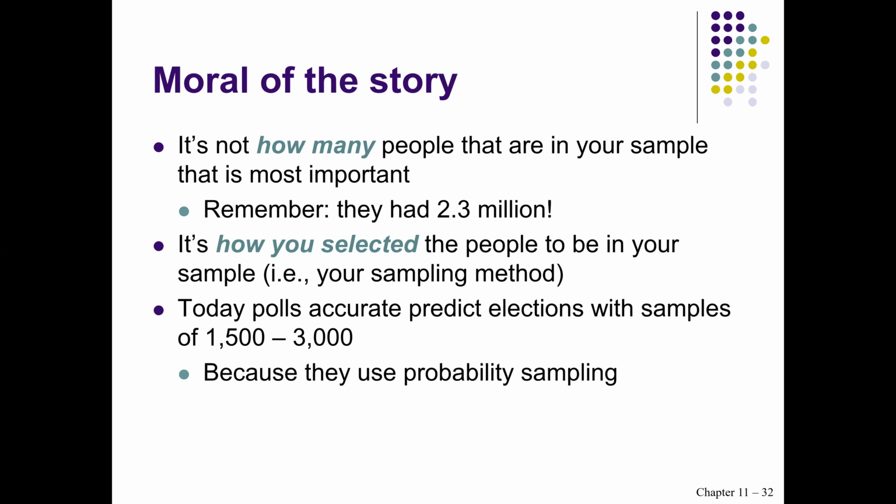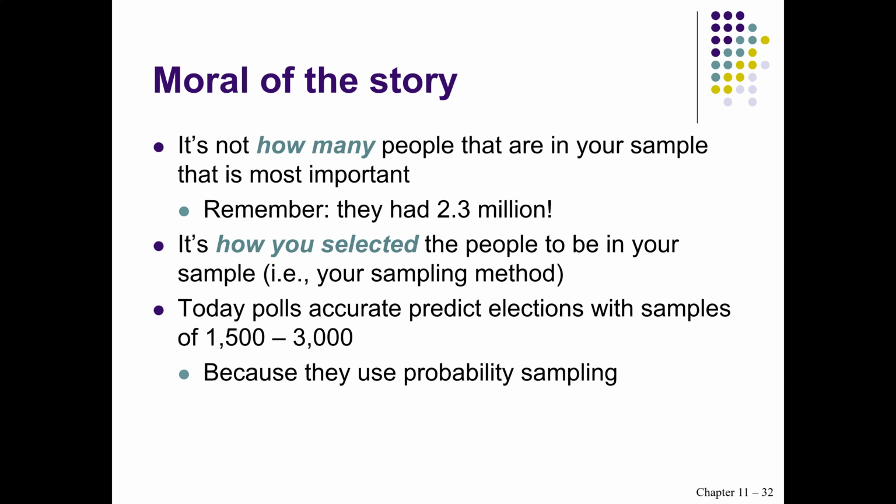So the moral of this story is it's not how many people are in your sample that's most important. Remember, the Literary Digest people had 2.3 million people in their sample, and they still got it wrong. It's how you select the people to be in your sample, how they are chosen. So it's your sampling method that's important. What we want to do is take a probability sample where everybody in the population has an equal chance of being selected to be in the sample, and where every different combination of cases or of people has an equal chance of being chosen for the sample.